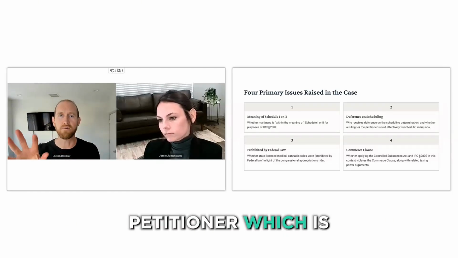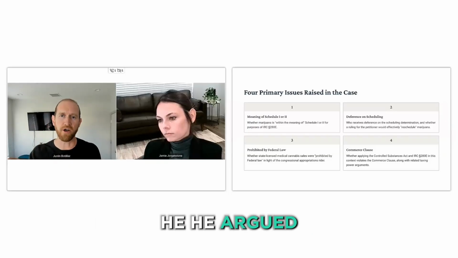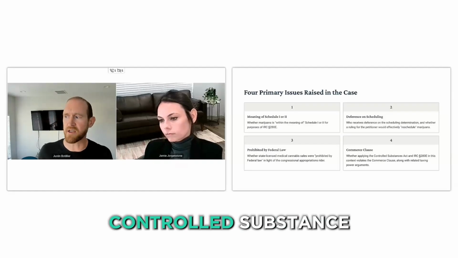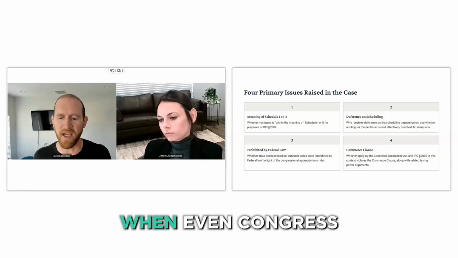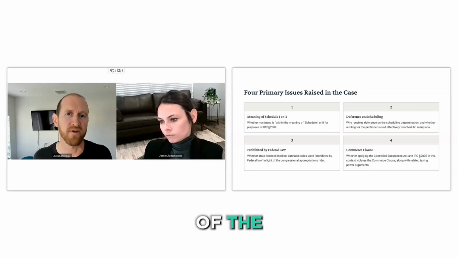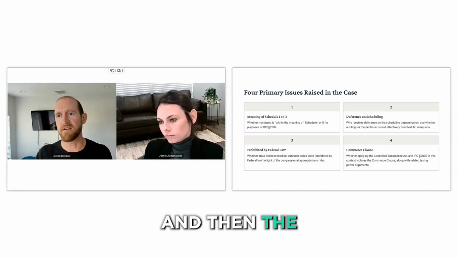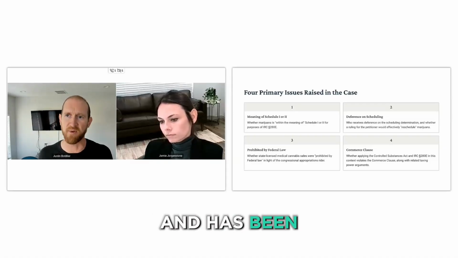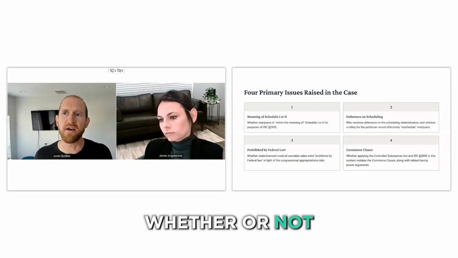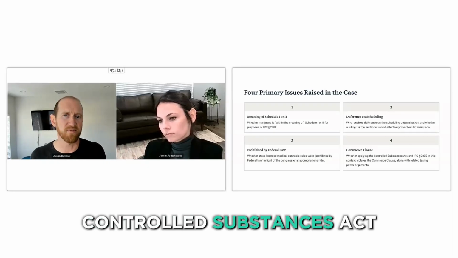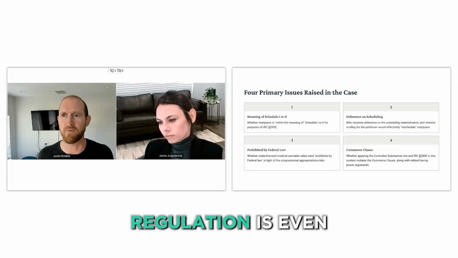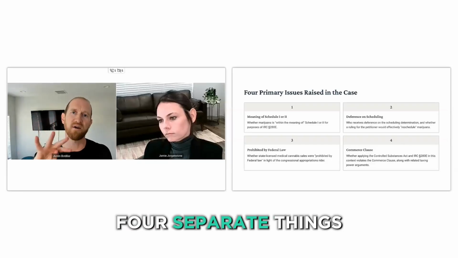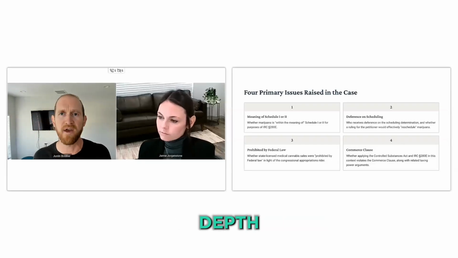And then the petitioner, which is Nathaniel Pollock again, argued a couple of other things, like why are we applying 280E when even Congress is no longer enforcing the rules of the Controlled Substances Act? And then the final one is one that has been used for quite some time and has been debated: whether enforcing the Controlled Substances Act on states that have their own cannabis regulation is even constitutional according to the Commerce Clause. So those are four separate things that we're going to go into in depth.